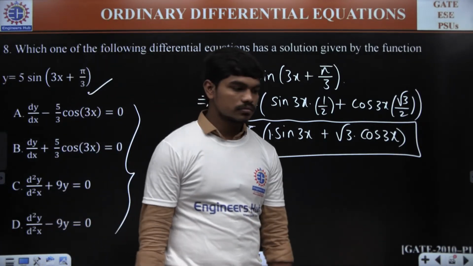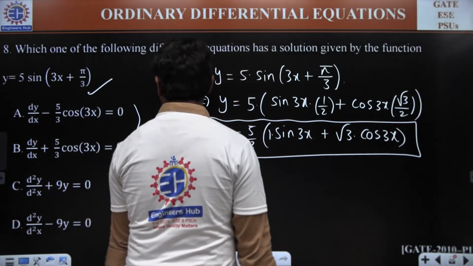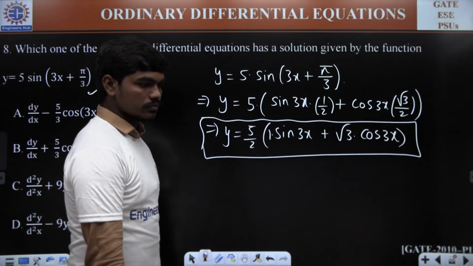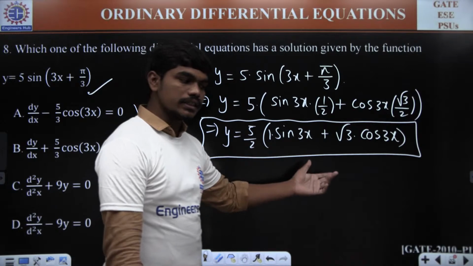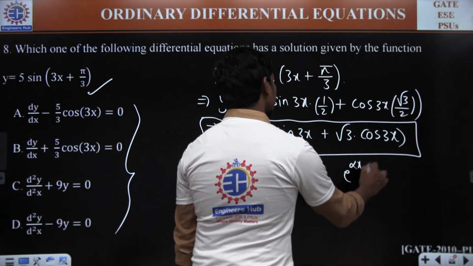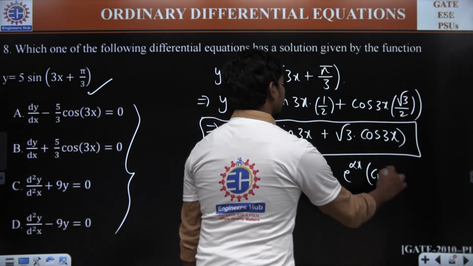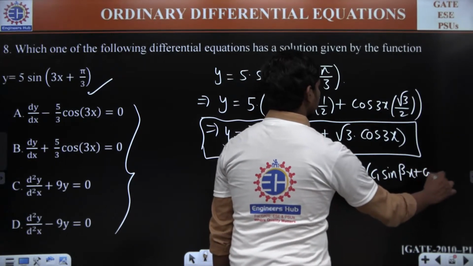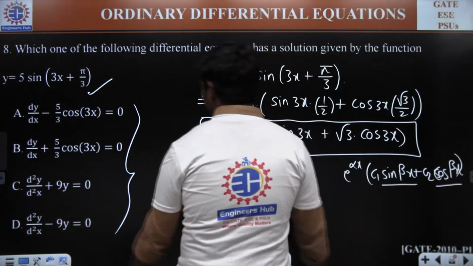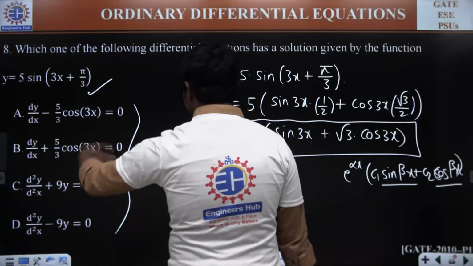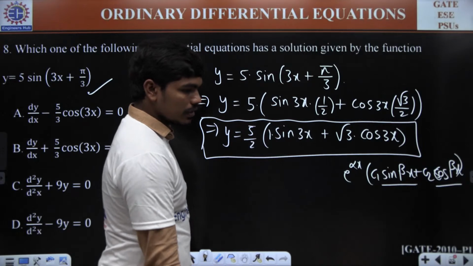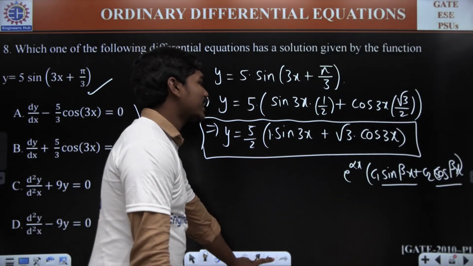Please try to solve this. C is the answer: d square y by dx square plus 9y is equal to 0. How can you say that C is the answer? Because this is the case in general for a second order differential equation of the form e power alpha x into c1 sin beta x plus c2 cos beta x. You'll have some combination of sin and cos when the roots of the complementary equation are of the form alpha plus i beta and alpha minus i beta.